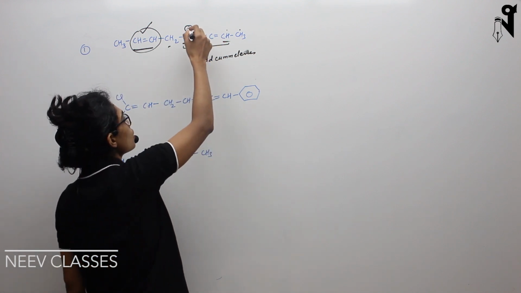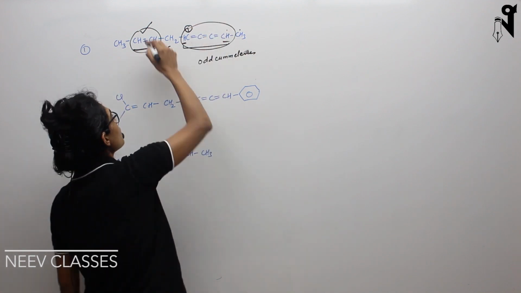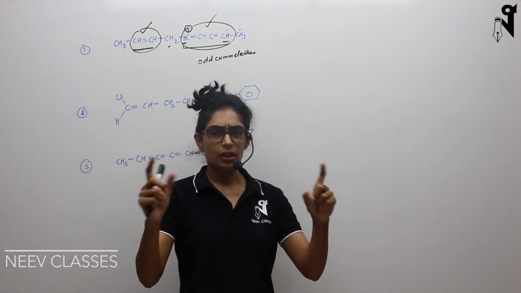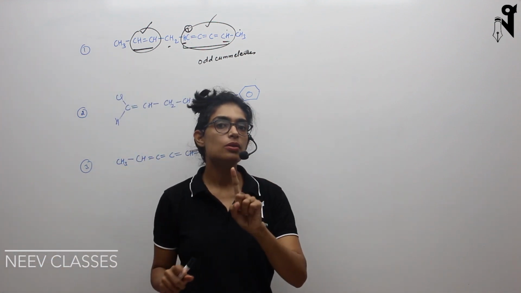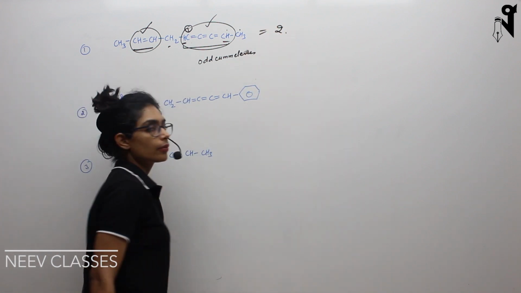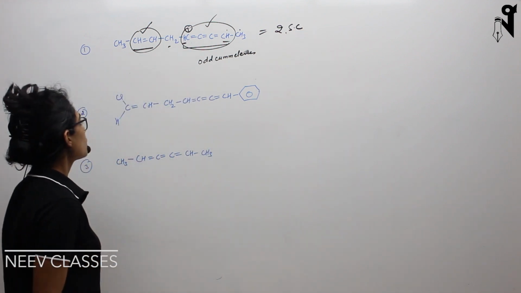This part will also show GI. So this will be considered as one stereo center. One stereo center was here, another stereo center was here. One cumulene, the total chain of the cumulene, will be considered as one stereo center. So the total number of stereo centers is 2 over here. Okay, 2 stereo centers. Now come to the next.